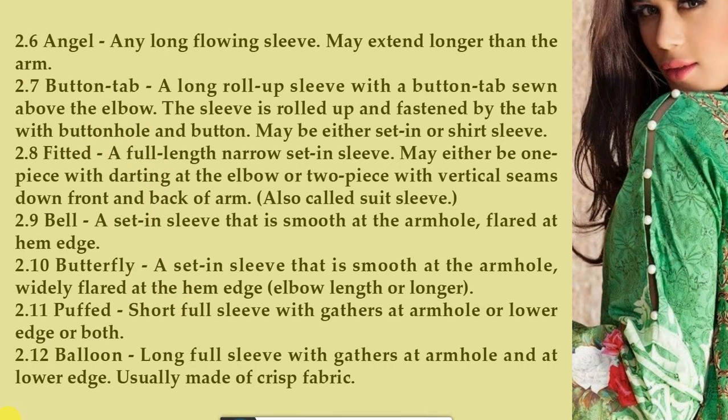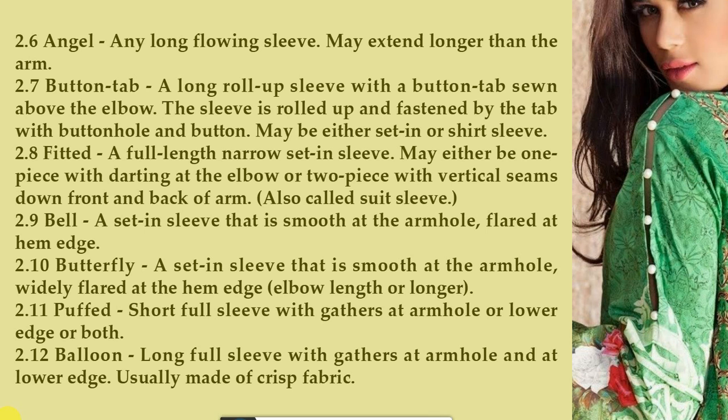2.6 Angel. Any long flowing sleeve. May extend longer than the arm. 2.7 Button tab. A long roll-up sleeve with a button tab sewn above the elbow. The sleeve is rolled up and fastened by the tab with buttonhole and button. May be either set-in or shirt sleeve.